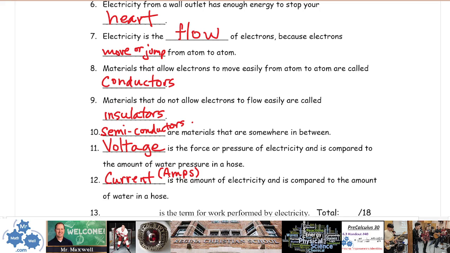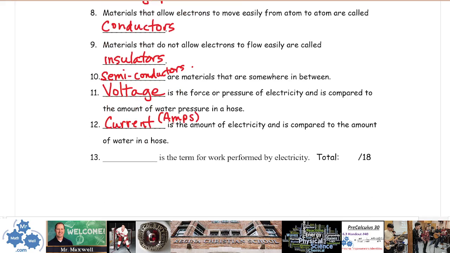13. I think this is the last one on your page. Yeah, I don't know. Blank is the term for work performed by electricity. Blank is the term for work performed by electricity, and starts with W. Waves? No. Wonderful. Work? No. Those are good tries. Watts is correct. Yes, it's watts. Watts.